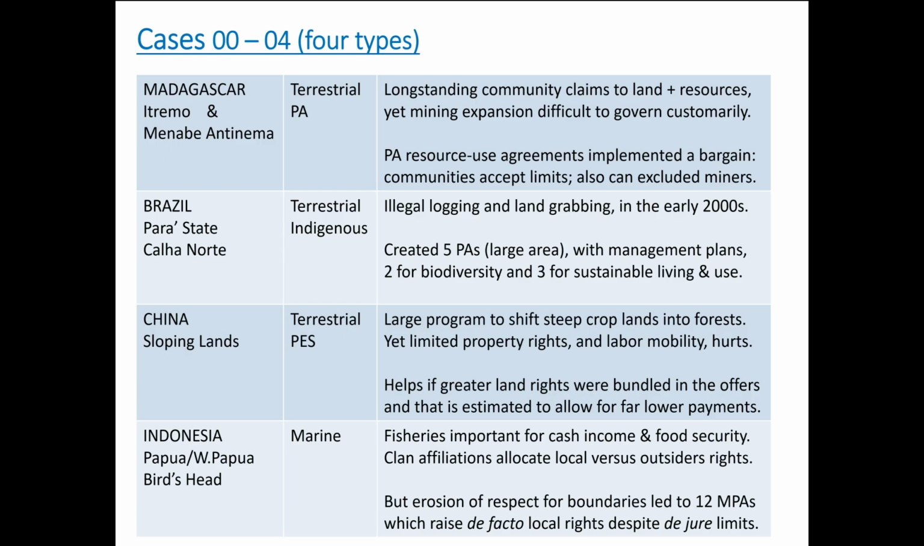Of course, I am not the expert in any of these cases. It's the co-author in question. Indonesia, Papua New Guinea, bird's head. Fisheries are super important. Clan affiliations have local and outsider rights, but those start to be eroded over time. And they said, you know what, we agree, let's do 12 MPAs in which we get more de facto rights. We keep people out, but we give up de jure rights.